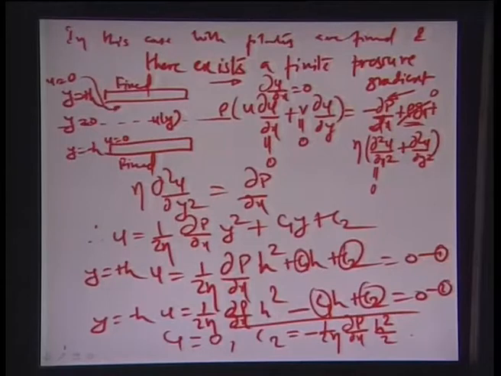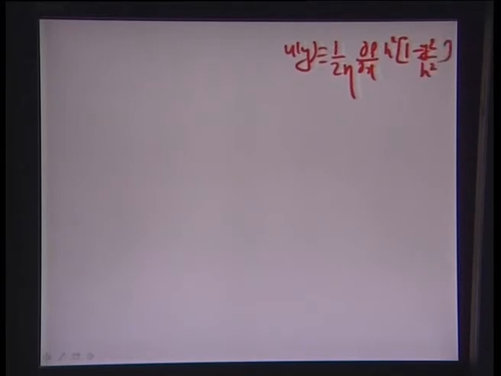Okay. So if you put the C1 and C2 values back into this particular equation here, you finally get the final form of the equation as u(y) equal to 1 by 2 eta with a minus sign, del p by del x, which is the pressure gradient, times h square into 1 minus y square by h square. Alright. So if you plot this equation, it's really the equation of a parabola, because u is varying as the square of y. Okay.